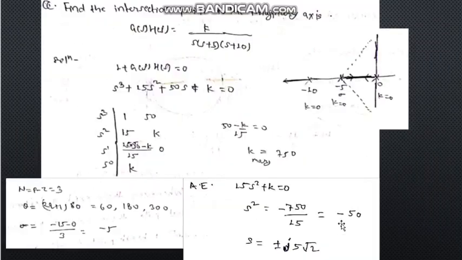Okay. Now to clear that concept, we can solve this problem. Find the intersection point with the imaginary axis for this system G(s)H(s) equal to k upon s into (s squared plus 5s plus 10). You have to write the characteristic equation. Now write the tabular form. Now find k marginal value. Now write the auxiliary equation, put k's value and find the s value. Okay, now you found the s value. So this is the intersection point with the imaginary axis.